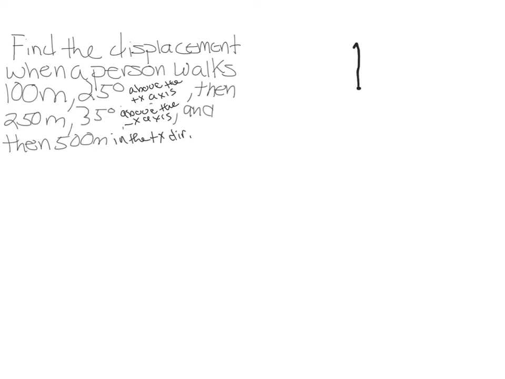All right, so let's start with our coordinate system. The first vector is going to be 100 meters, 25 degrees above the positive x-axis. The second vector is going to be 250 meters, 35 degrees above the negative x-axis, so I'm drawing over here in quadrant 2. And then our final vector is going to be 500 meters along the positive x-axis, so we're going to find that it has no y component. All right, so the next step is we need to break these vectors into components.